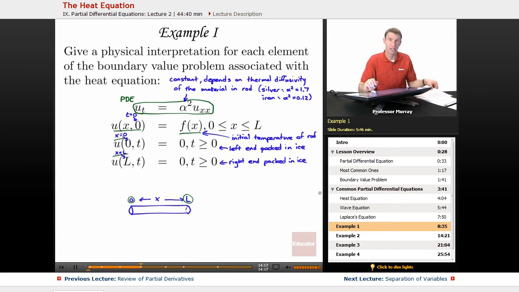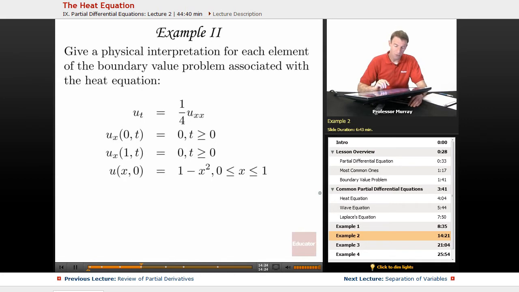So let's look at a different kind of boundary value problem, still a heat equation. In example 2, we're still looking at a heat equation, but we've been given slightly different conditions here, so let's see how to give a physical interpretation for each element of this boundary value problem. So we have u sub t is equal to 1/4 u sub xx. That's the same heat equation as before, except we've been given a specific value of alpha squared here. And that's a constant which measures how susceptible the material in the rod is to conducting heat. So that's a constant of thermal diffusivity.